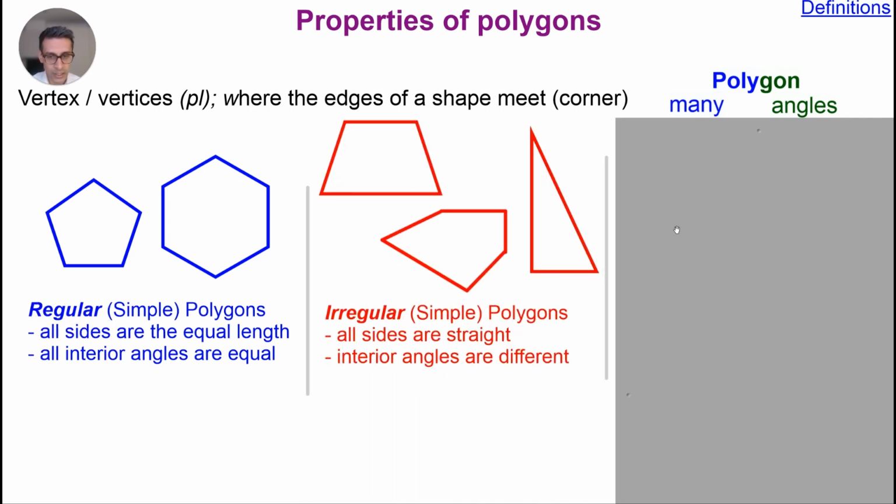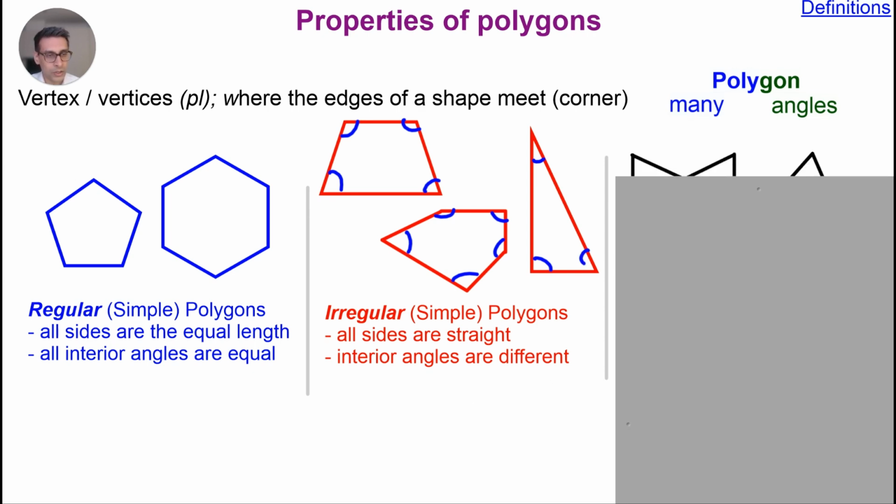Obviously you get irregular polygons, and these are ones where the lengths are not matching. They may have, by chance, a couple of sides that are the same length, but generally all the lengths are different, and the interior angles are also inconsistent, so they're not all the same. And we're going to look at how we can work these out as well in this video. So you can see I'm highlighting the interior angles here.